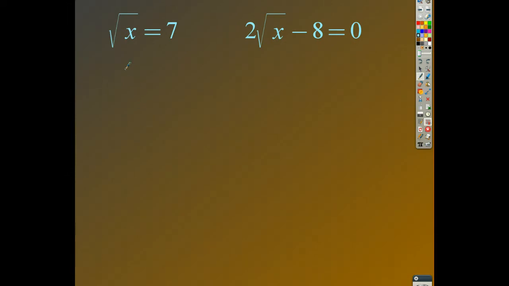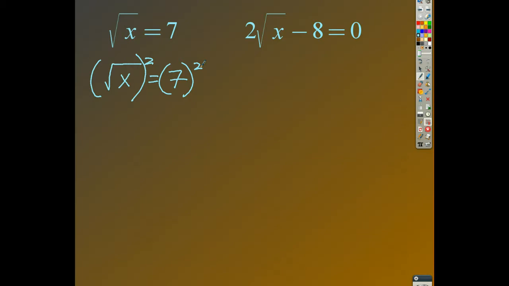And I'm hoping you'll see that it cannot be positive or negative 49. It can't be negative 49, actually. It can only be positive 49. So let's rewrite this: the square root of x equals 7. We're just going to follow the same rules. We're going to square this side, and if I do that, I'm going to square this side, okay?